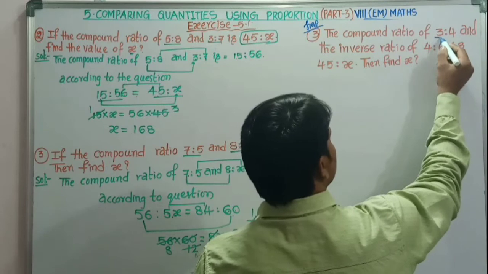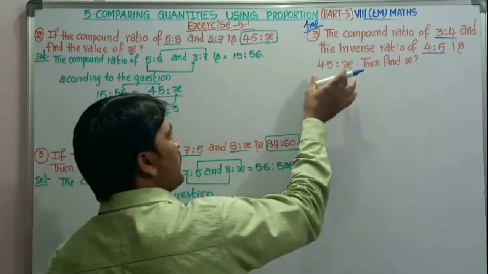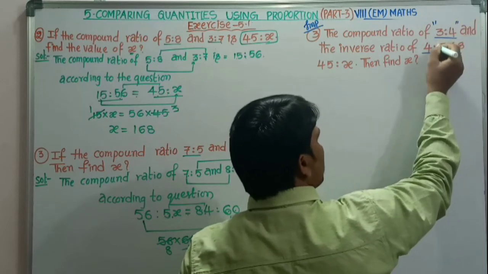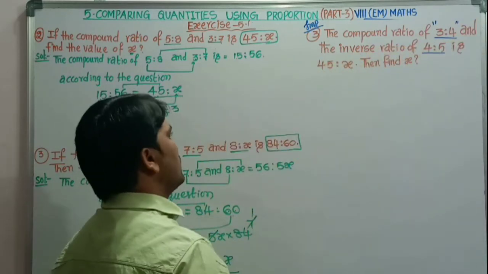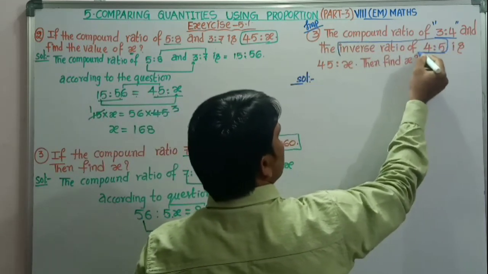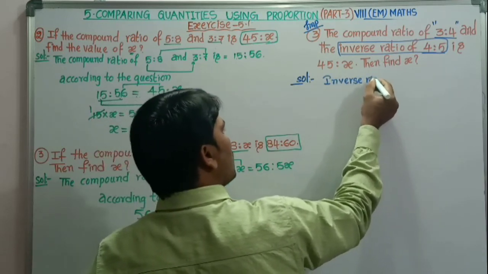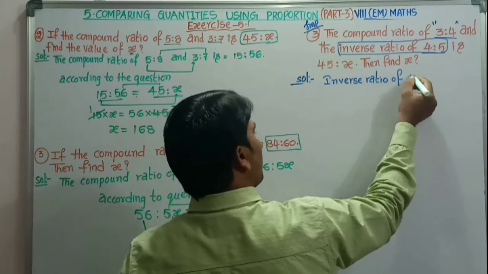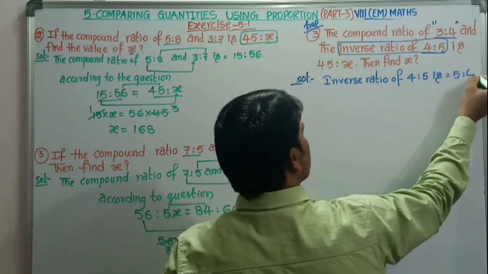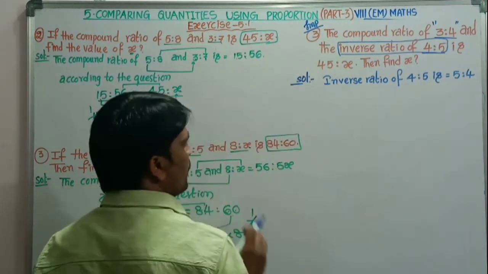The compound ratio of the ratio 3:4 and the inverse ratio of 4:5 is 45:x. Then we have to find x. First of all, we have to find the inverse ratio of 4:5. The inverse ratio of 4:5 is just 5:4. Just exchange the antecedent and consequent. That is the inverse of the given ratio.